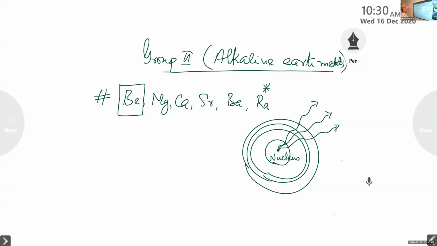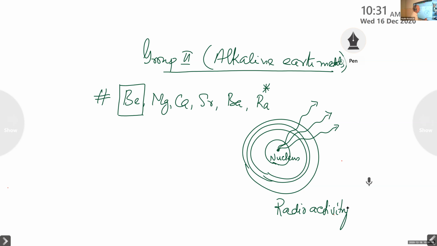So radioactivity is the emission of some mysterious radiations from the nucleus of the atoms, maybe natural or artificial or synthetic. Anyhow, there is emission of mysterious radiations, and the phenomenon is called radioactivity.